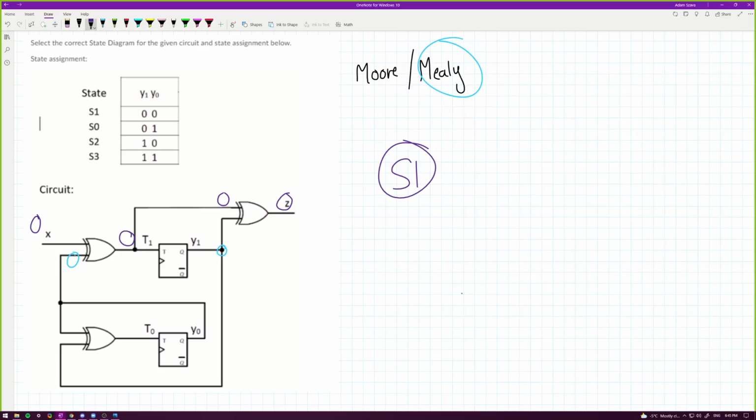Yes, I made a mistake there. Any confusion about that? It's important to understand how it connects to the input there. Okay, sounds good, let's continue. Now that you know it's a Mealy machine, that means the output doesn't necessarily depend only on the present state.